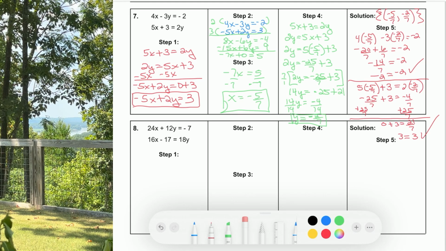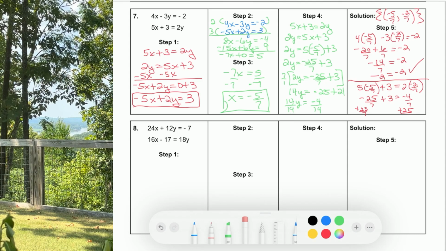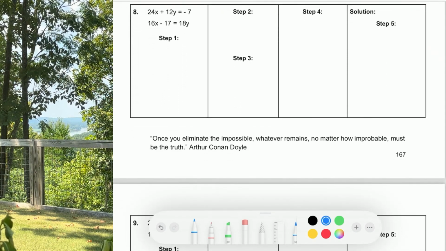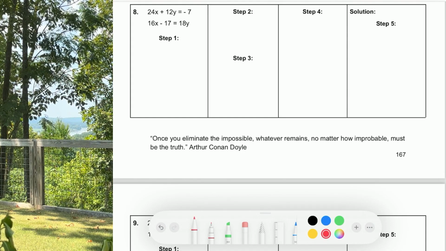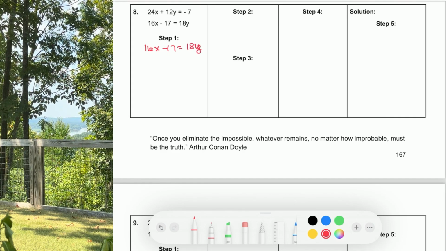All right, I'm going to erase that just a little bit before I scroll up so that it's not blocking what we need to do in the next problem. Number 8, we have 24x plus 12y equals negative 7, and then we have 16x minus 17 equals 18y. We need to adjust the second equation so that it's in the proper format. So 16x minus 17 equals 18y. I'm going to flip it.